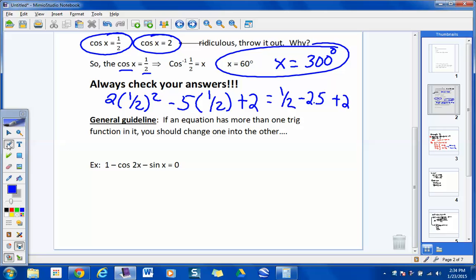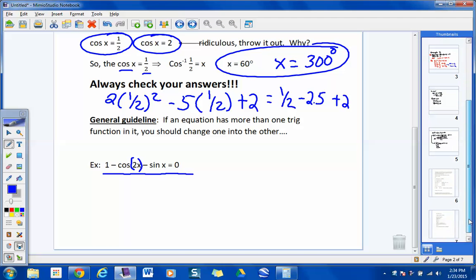In this example right here, we are all of a sudden saying 1 minus cosine of, oh, this is interesting. 1 minus cosine of, what did I put parentheses around? 2x. What kind of angle is that? Double angle from last section. Minus sine of x is what value? 0. Well, let's see how they handle that on the next page here. Let's see how this gets handled.